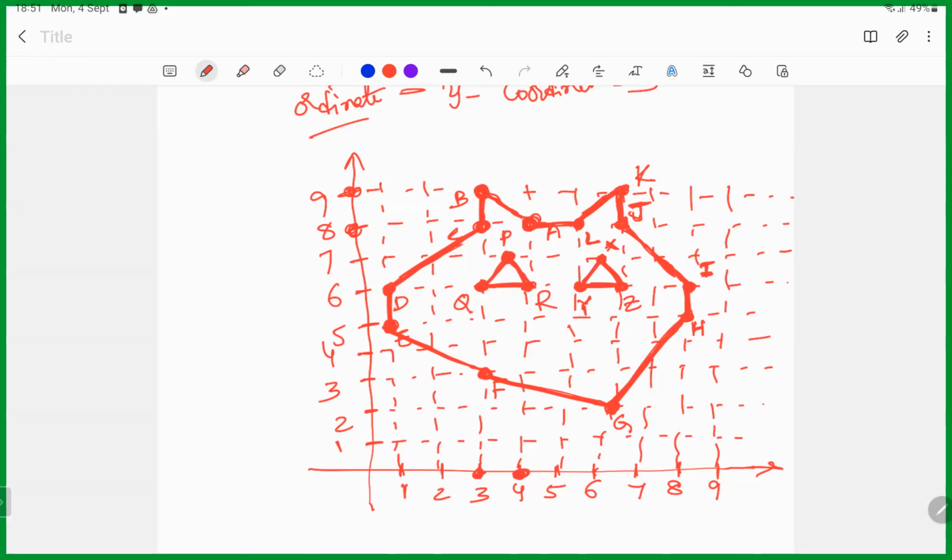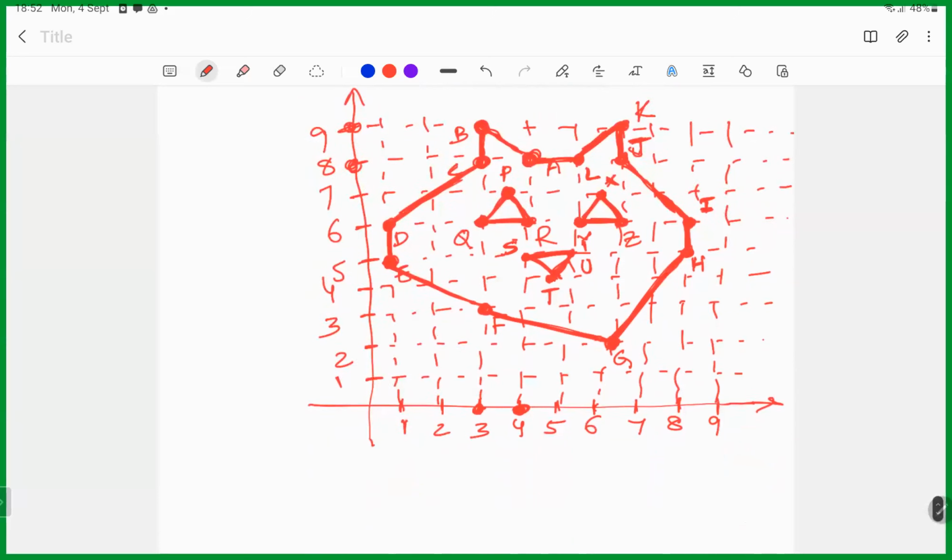Okay. Now join 4, comma 5, and then 4.5, comma 4, and then 5, comma 5, and then form a triangle. Okay. So lastly, so these are the what points? S, T, U. Yes.